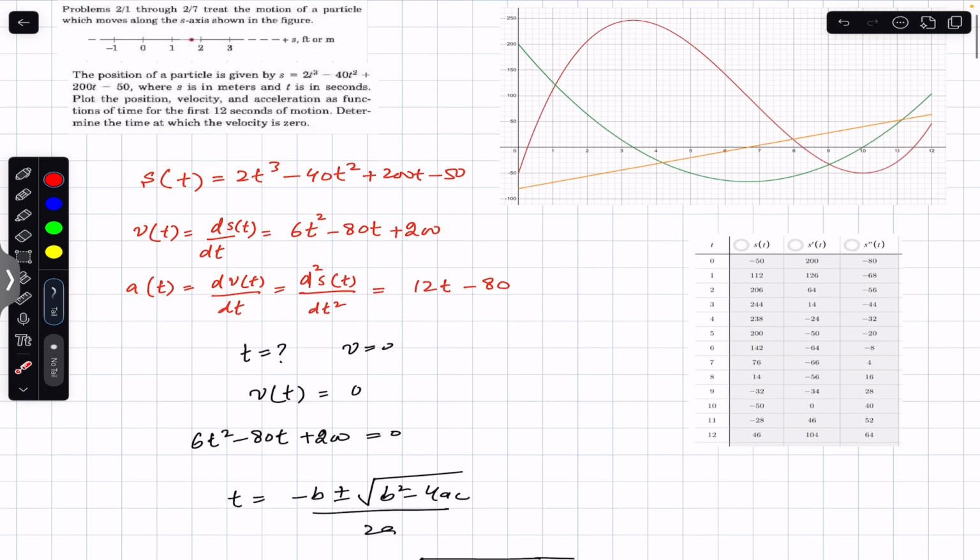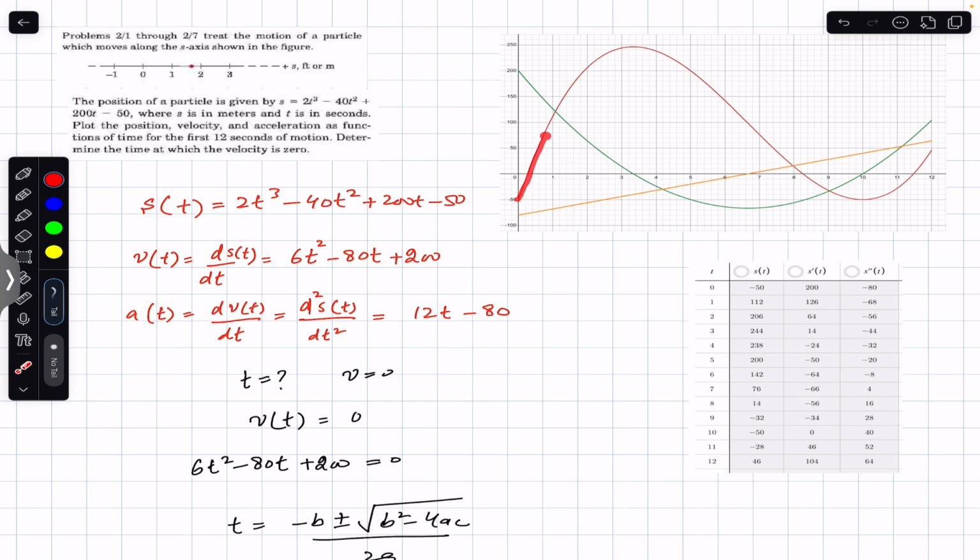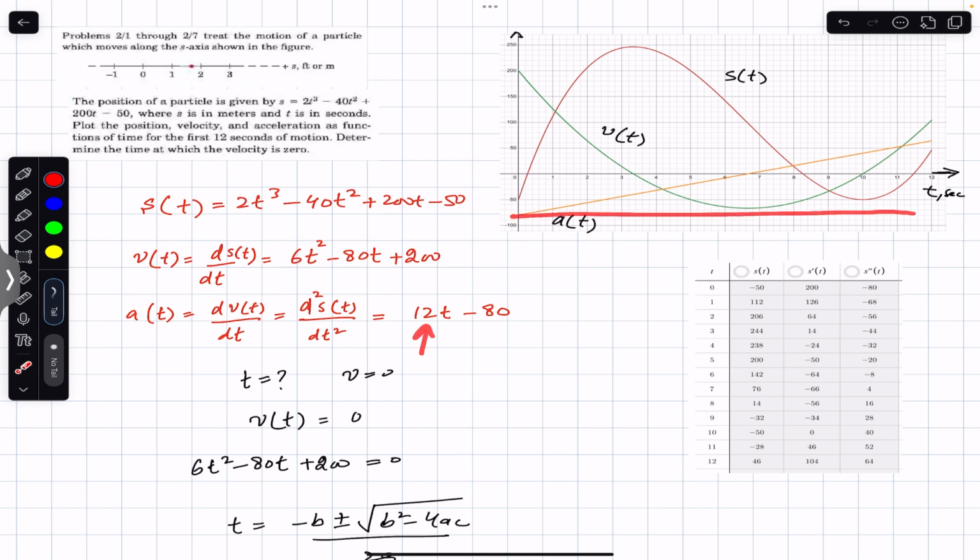And as we know, this is the s of t function, the red one is s of t, and on the x-axis this is time t in seconds, and on the y-axis I have plotted all three graphs. The red one is s of t, the green one is velocity as a function of time, and the orange one is the acceleration as a function of time. You can see that the acceleration is a straight line and the y-intercept is minus 80. The slope of the acceleration graph is 12. If we find the slope of this acceleration curve, it will be 12.